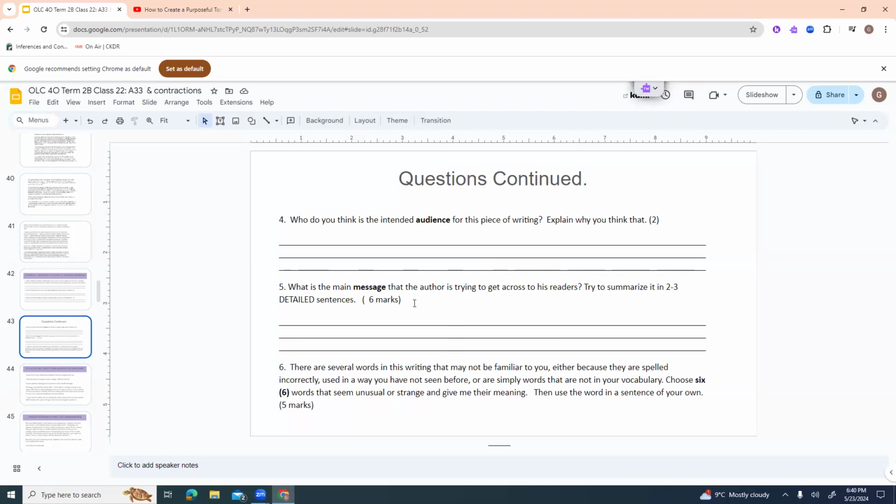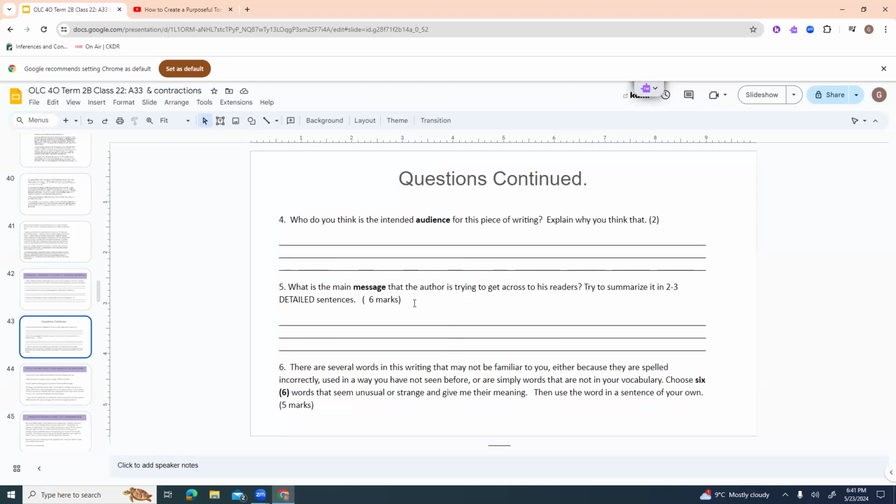I've said the word detailed. We've talked before about this, the difference between a short sentence and a detailed sentence that is longer and gets across more information, okay? So at this point in the course, I'm expecting longer, more detailed sentences. What message has he got?